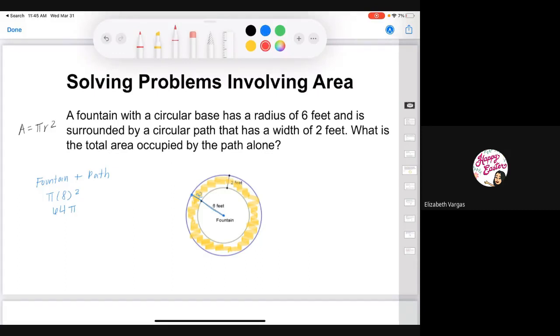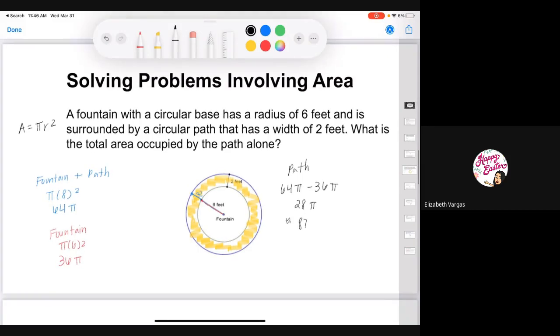Now I want to solve for just the area of my fountain alone. And the radius of just my fountain is 6, right there. So pi 6 squared, which is 36 pi. Now what I can actually do is subtract these two areas together to find the area of the path alone, right? So the area of just the path is going to be 64 pi minus 36 pi. And that is 28 pi. And when I plug that into my calculator, it is approximately 87.96 feet in area.